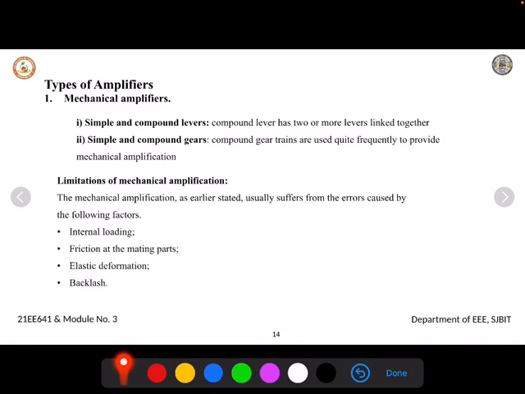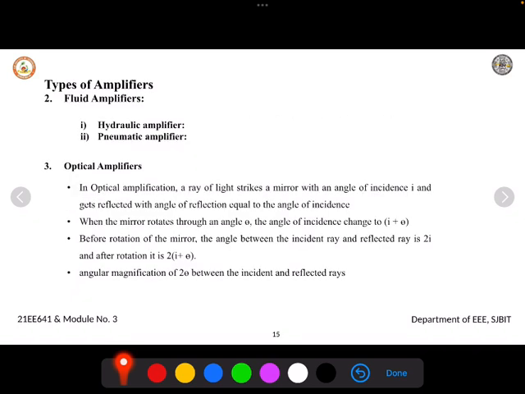Because of these, there is a limitation for making use of the levers and gears with respect to mechanical amplifiers. Next comes the fluid amplifier, where there is a hydraulic amplifier and a pneumatic amplifier.